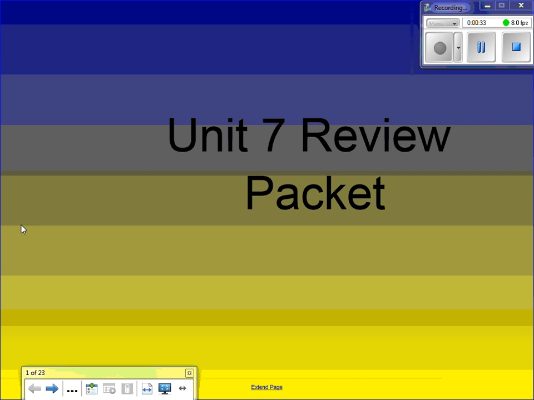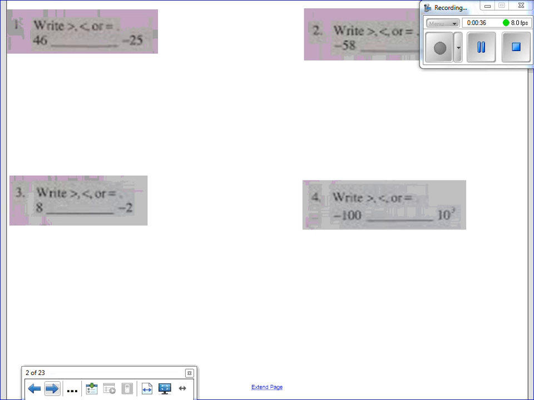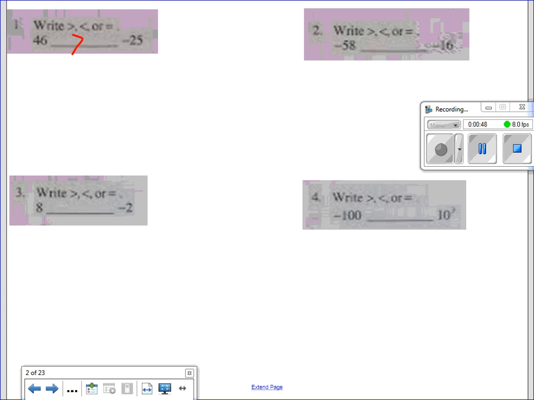Let's get going here. Right, positive, less than, or equal to. Let's get cruising. 46, is it greater than or less than negative 25? 46 is greater. Number 2. Negative 58, negative 16. Negative 16 is bigger. 8, negative 2. 8 is bigger than negative 2. We have negative 100, and we have a positive 10 to the third power, which is 1,000, right? 1,000 is greater than negative 100.